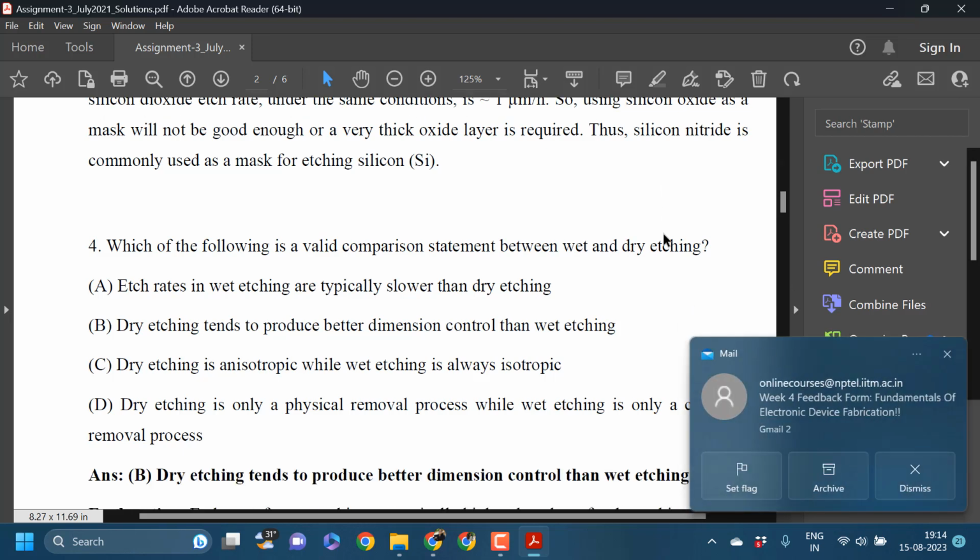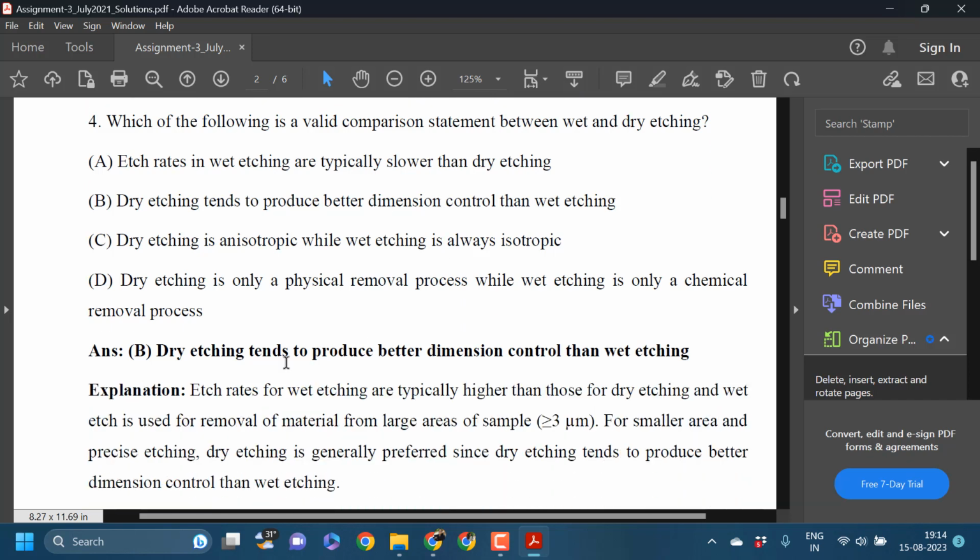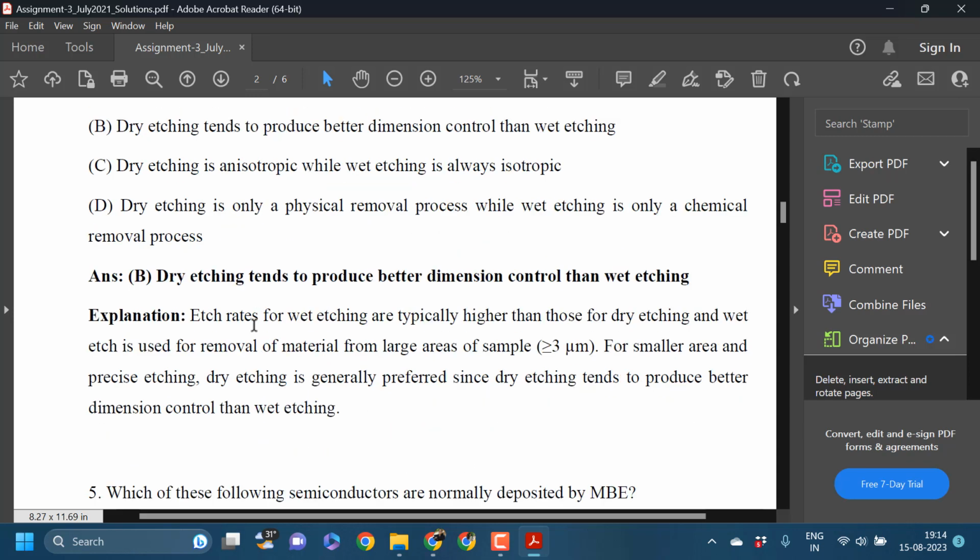So the answer will be B. Dry etching tends to produce better dimension control than wet etching. If you see, C is a generalized statement, but wet etching is not always isotropic. There are certain cases when it is anisotropic in nature. So it is not a generalized statement. And for D, dry etching is not only a physical process. Etch rates for wet etching are typically higher than those for dry etching. Wet etching is used for removing material from larger areas, and for smaller areas and precise etching, dry etching is generally preferred. It tends to produce better dimension control than wet etching.